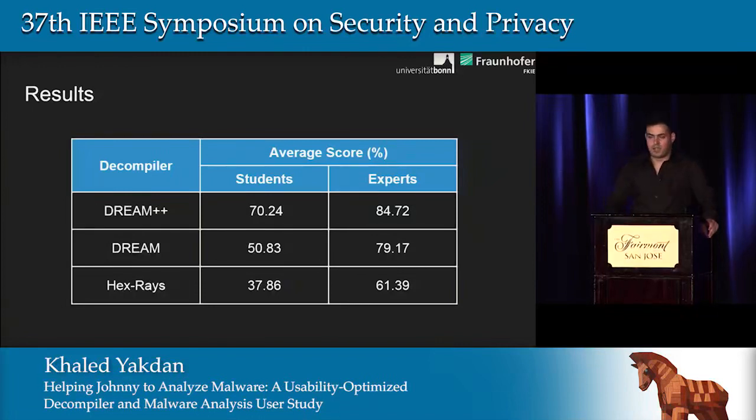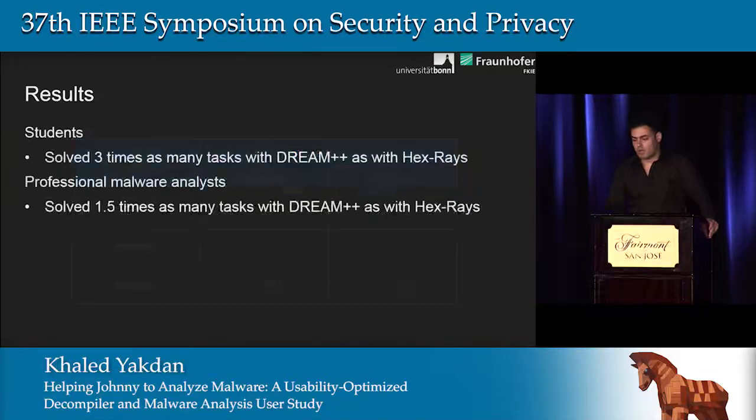So in order to get a better feeling of the results, we set a threshold of 70%, and we considered each task to be solved if the score is equal or higher than 70%. With this, we see that the students solved 3 times as many tasks with Dream++ as with Hexphrase, and the experts solved 1.5 times as many tasks with Dream++ as with Hexphrase.